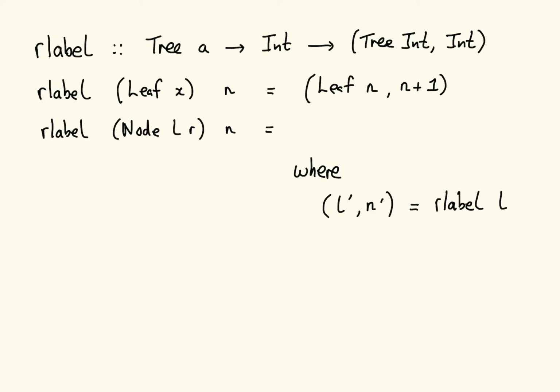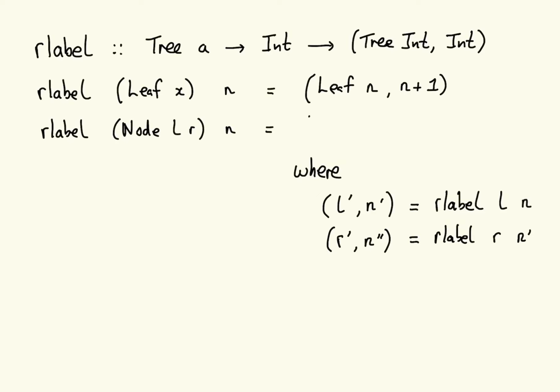the left-hand subtree L, and I'm going to pass in the first fresh label n. Okay, so I'm relabeling the left-hand subtree, and that will give me a labeled tree, L prime, and it will give me a new label, n prime. That's the next fresh label. So then I can do the same with the right subtree. I can relabel the right subtree, and I make sure to pass in the most recent or most fresh label, which is n prime, and then that's going to give me a relabeled tree R prime and another fresh label n double prime.